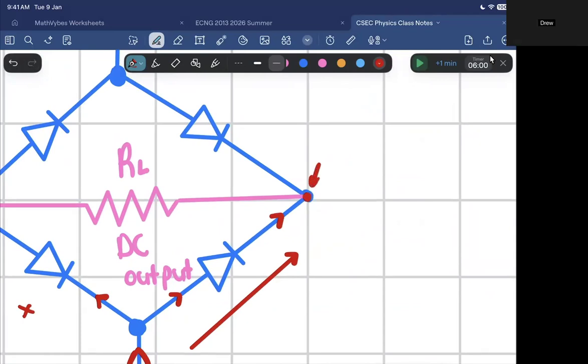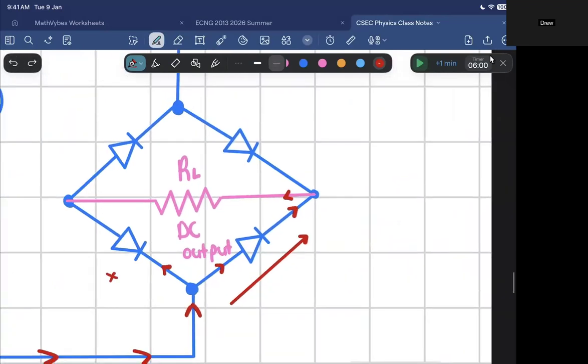Next junction. Right, so the current will want to split, right? Yeah. Current passes through here. No. So where does it end up going instead? The resistor. Pink line. Exactly. So you have current flowing through the resistor, right?